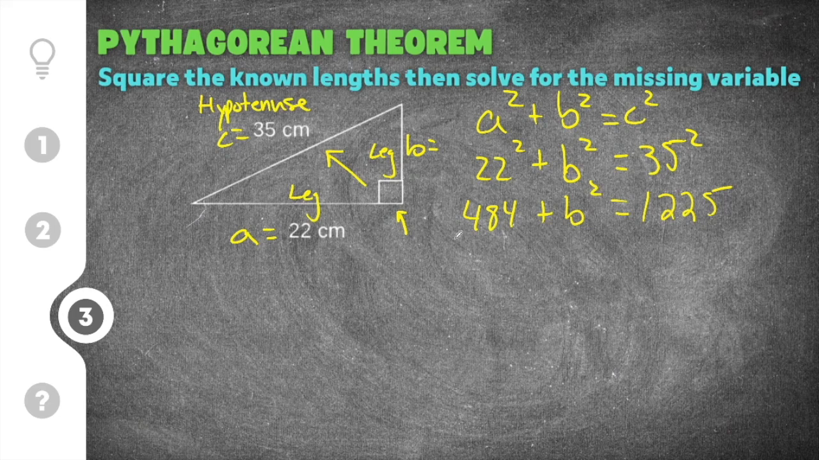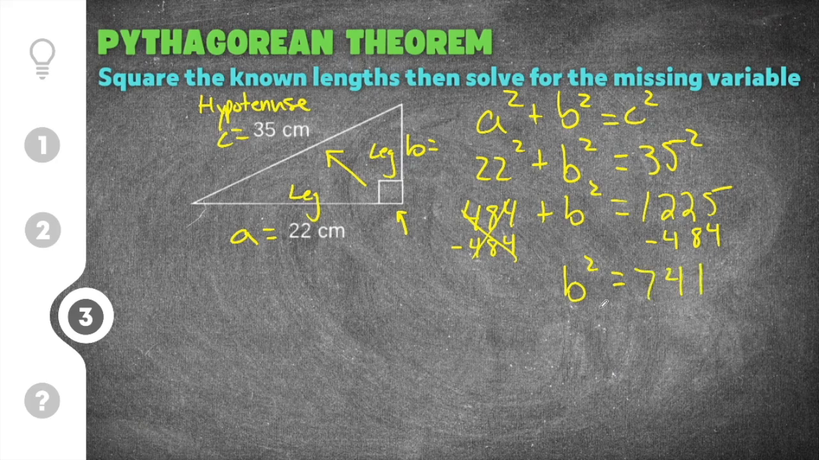Now we have to get b by itself because we're trying to solve for b because we're missing that side length. We have to get rid of 484 because it's on the same side as b, and we need to move it to the other side. This is a positive 484. So the opposite of that is to subtract 484. So I'm going to say minus 484 here and minus 484 here. Because whatever you do to one side, you also have to do to the other. So we didn't change b squared, so it stays b squared. The equal sign comes straight down, and then you subtract 1,225 minus 484, and you get 741.